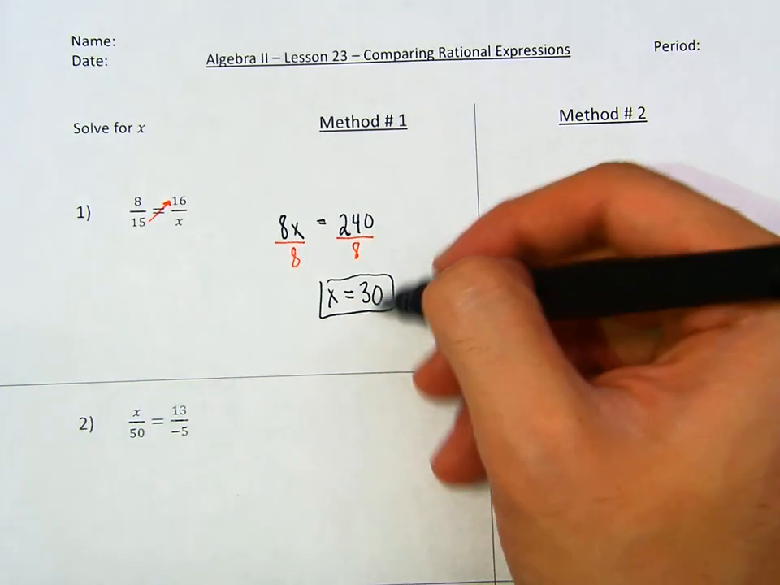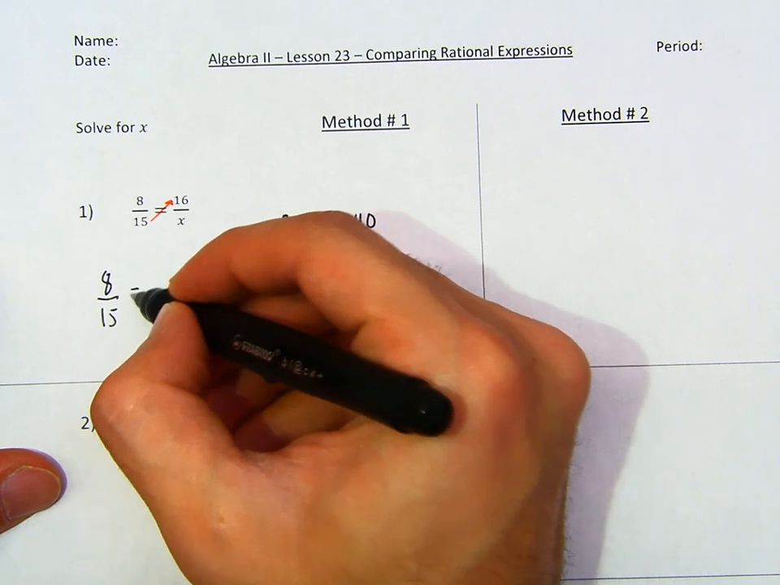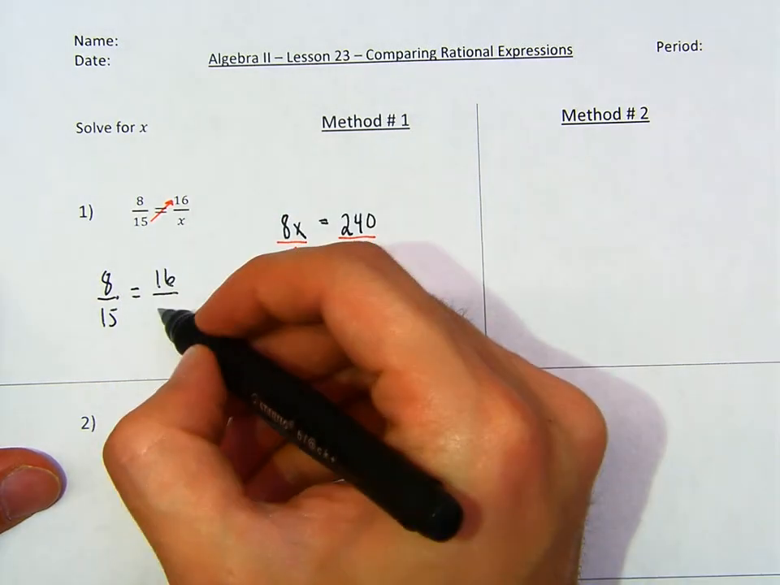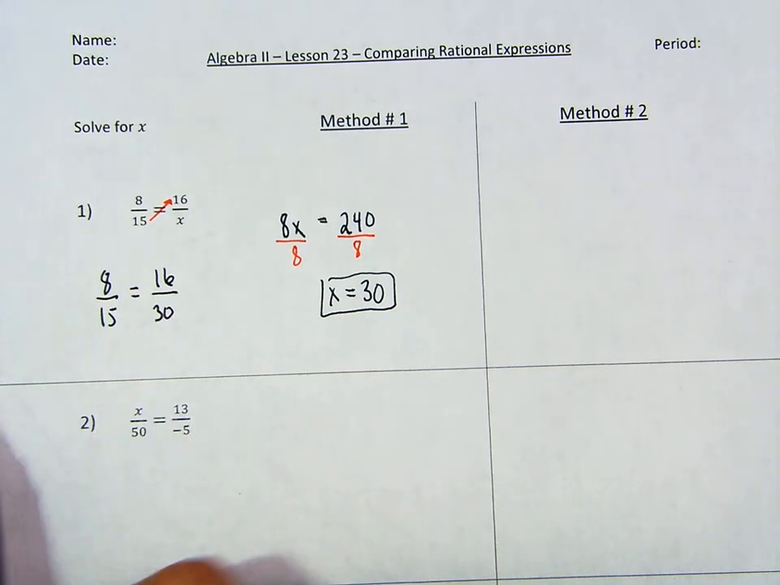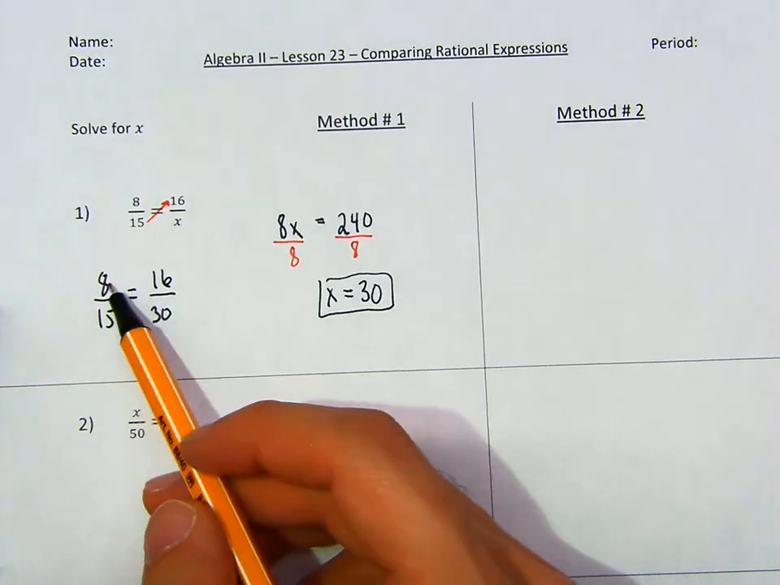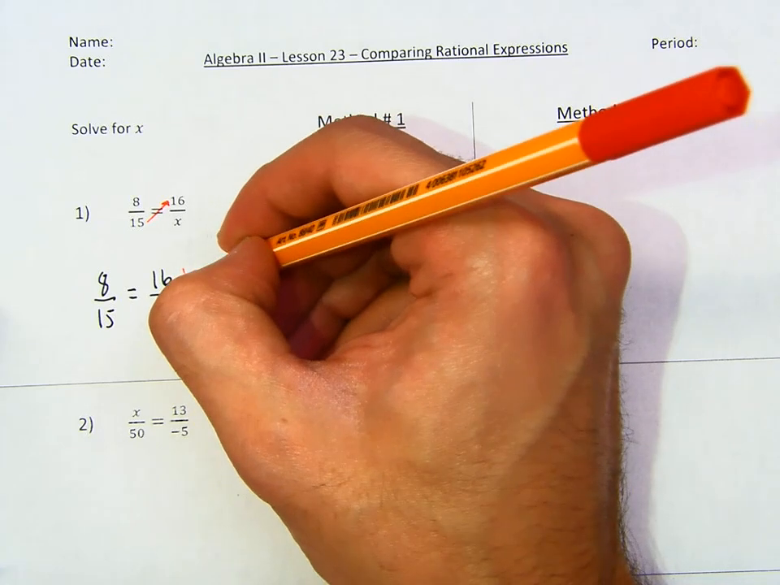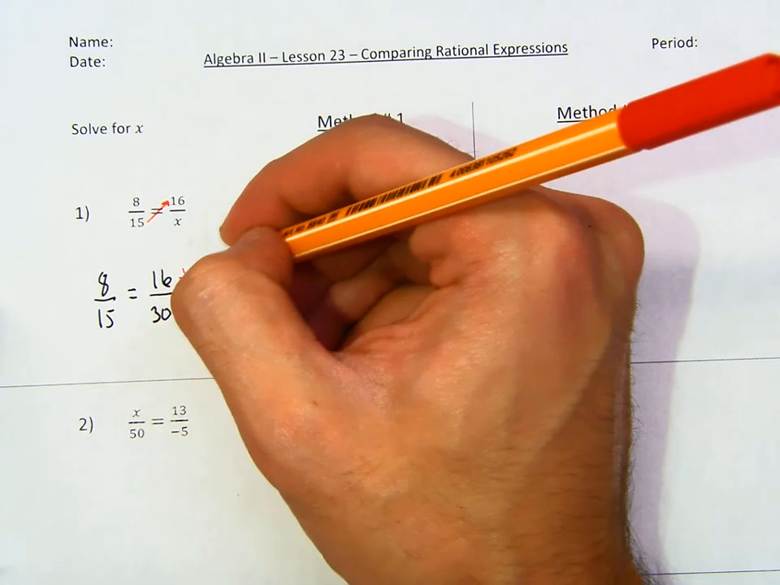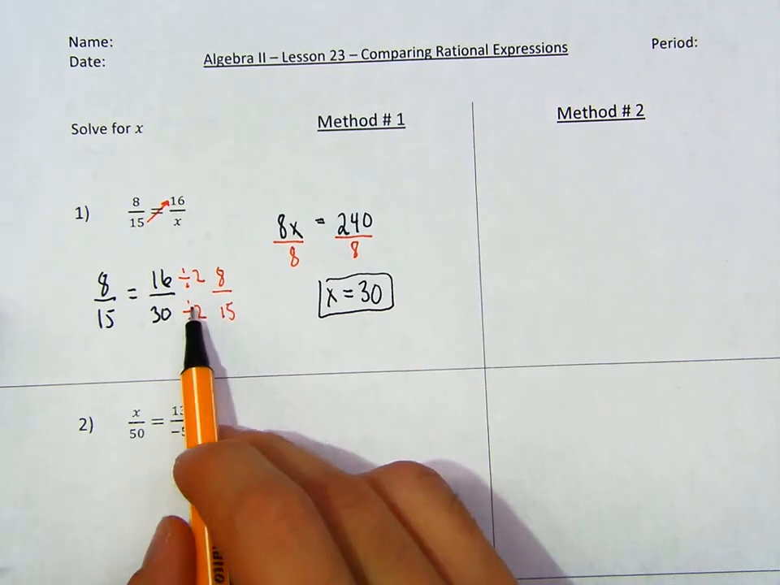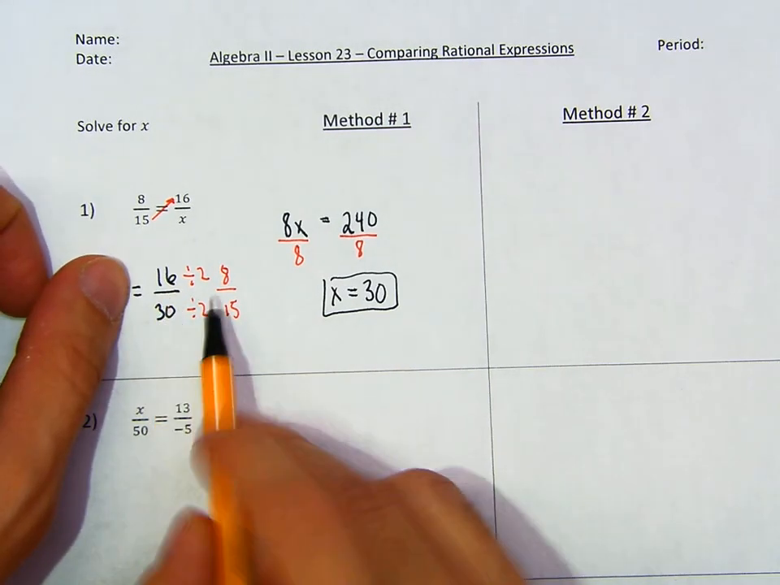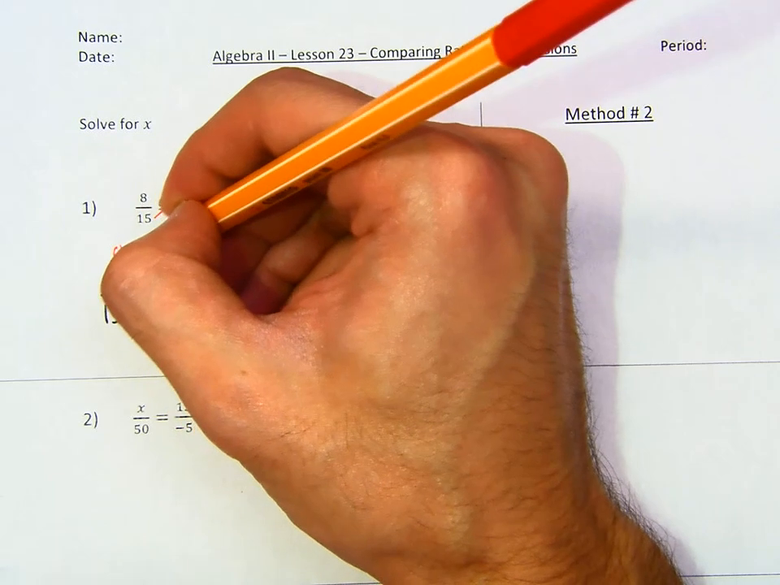And then how can you check to see if this actually works? Is 8 over 15 equal to 16 over 30? The idea is you have to simplify these fractions. Is this one simplified? Yes. Is this one simplified? Notice you could divide the top and bottom by 2, and you get 8 over 15. So you see how this is equal to 8 over 15. That's if you wanted to check it, okay? Let's move on.